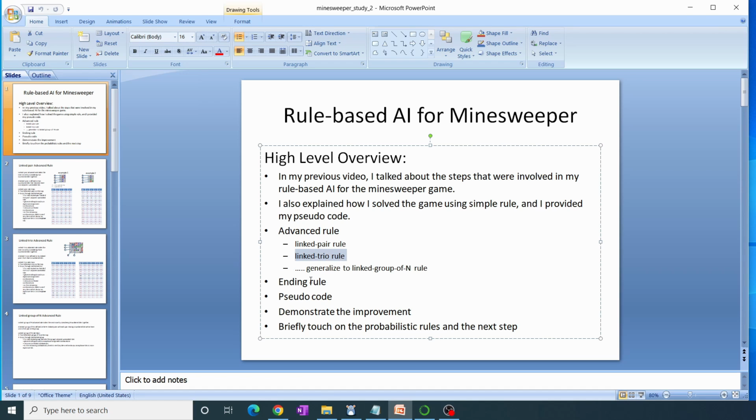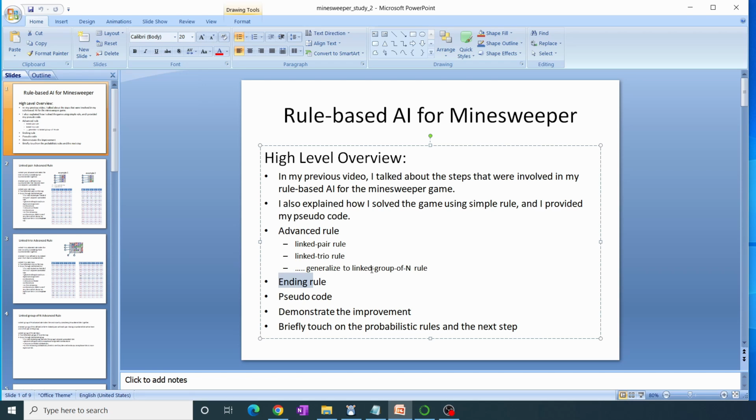Then there is what I call the ending rule. The ending rule is useful only towards the end of the game when the number of remaining explosive tiles becomes an additional constraint. Again, I will also talk about the ending rule's details later.